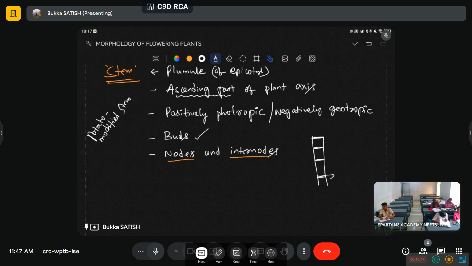Right. Now, these regions are what we call nodes. From these nodes only, branches or the leaves will develop. And the region between two nodes is what we call internode. Inter is between nodes. So between two nodes, that region is what we call the internode. So presence of nodes and internodes is the characteristic feature of only stem, which you don't find in the case of roots.